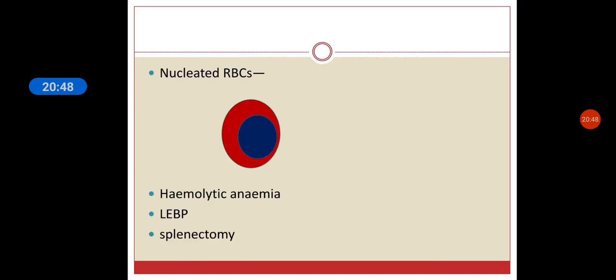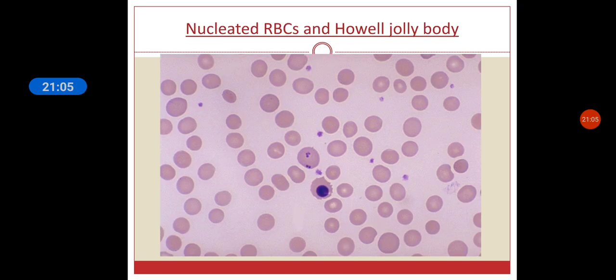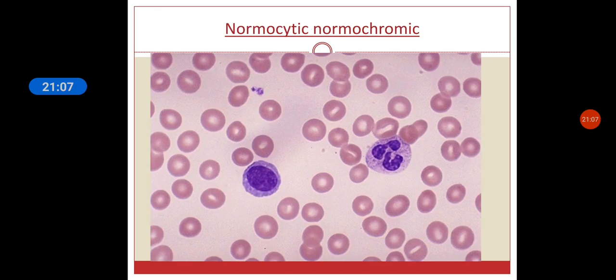Okay, nucleated RBCs, when you're suspecting any form of hemolytic anemia. Physiologically they are seen in the peripheral blood in cases of neonates. In cases of post splenectomy also you will find nucleated RBCs. That is a nucleated RBC. Then this is normocytic normochromic. That means they are almost the size of the nucleus of a small lymphocyte, and they have 1/3 central pallor. So it is normocytic and normochromic.